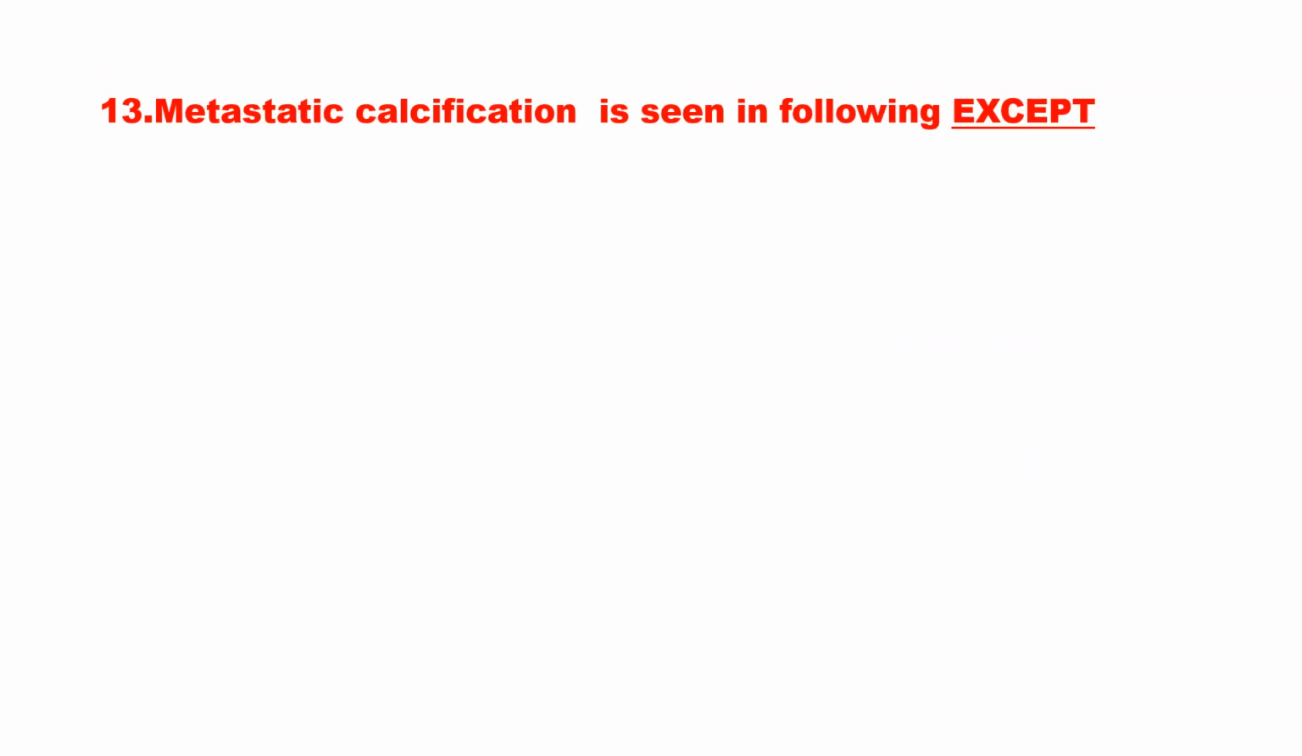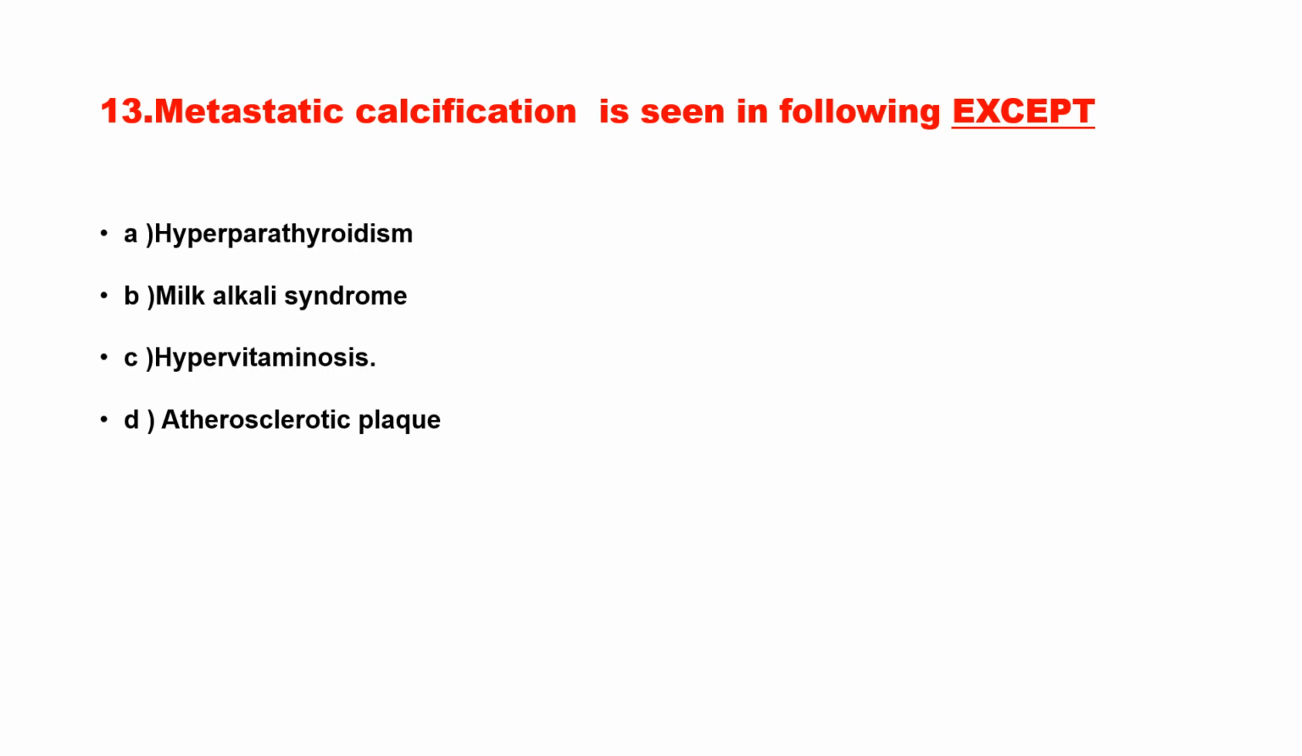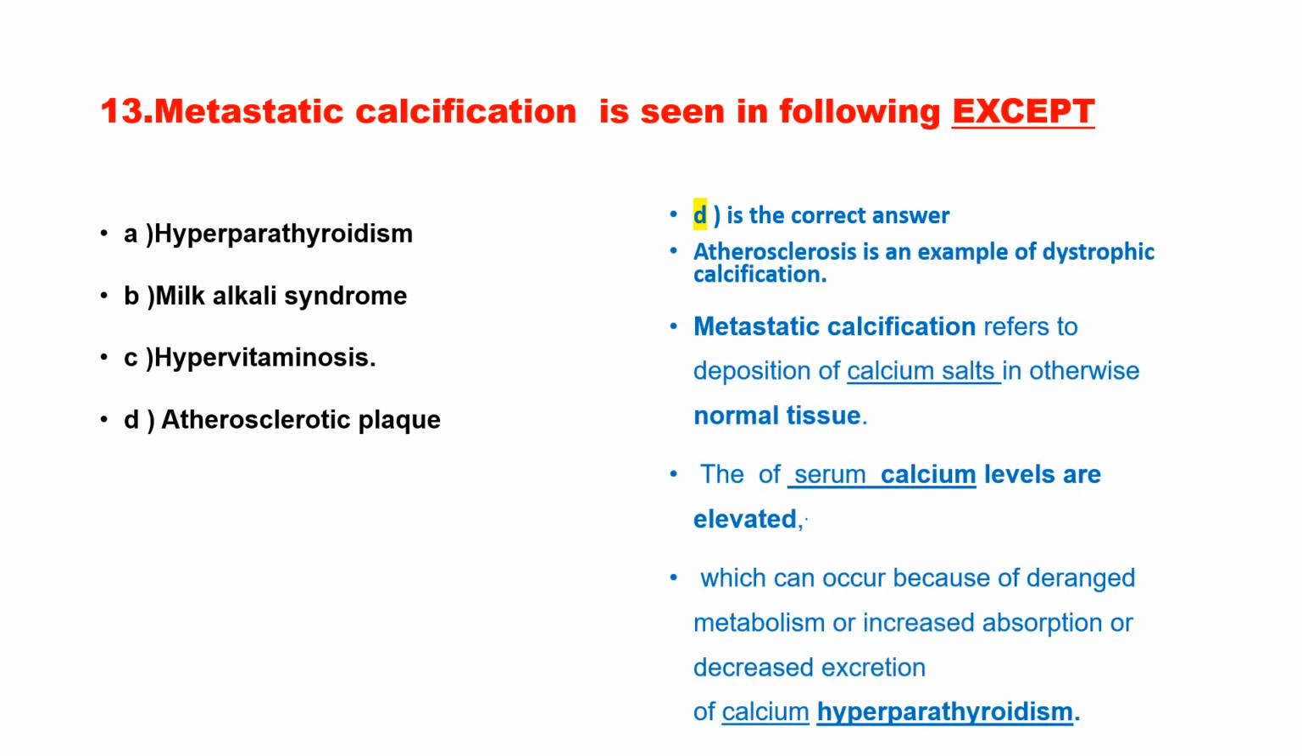Metastatic calcification is seen in the following except. Now be careful about this except. Hyperparathyroidism, milk alkali syndrome, hypervitaminosis and atherosclerosis. Now the correct answer is D. So in atherosclerosis you see dystrophic calcification. Now atherosclerosis is an example of dystrophic calcification.